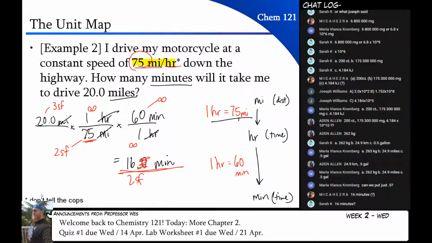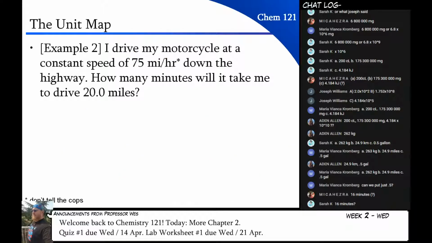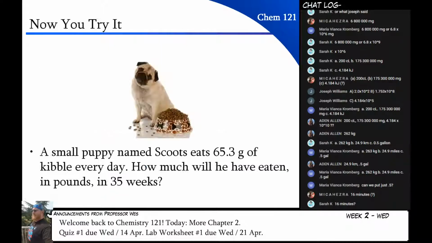All right, we got 2 more problems to do before we call it a day. This is Scoots. Scoots is a puppy. And Scoots eats 65.3 grams of kibble every day. How much will he have eaten in pounds after 35 weeks? So we have this, how long we want to calculate how much food he's eating for. And then we have this relationship, 65.3 grams of kibble every day. How do you use those two numbers to solve the problem?